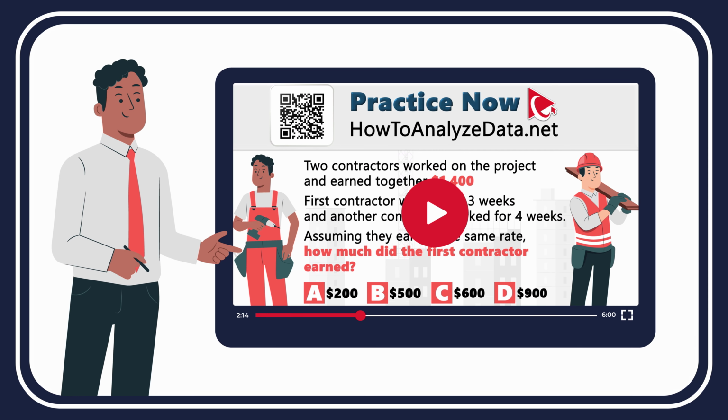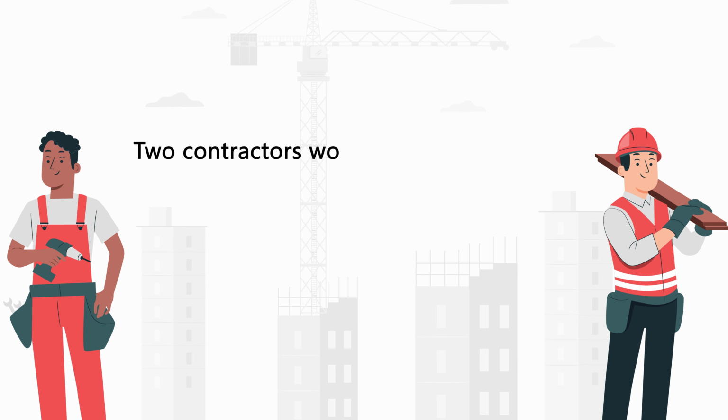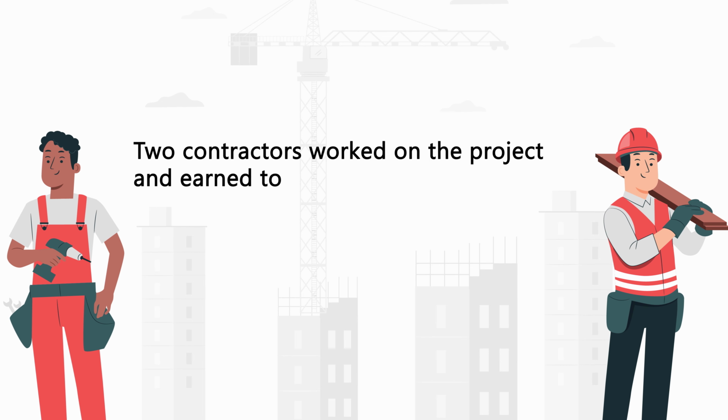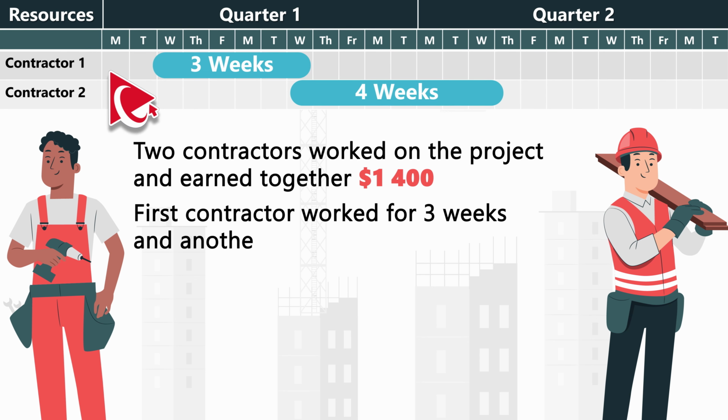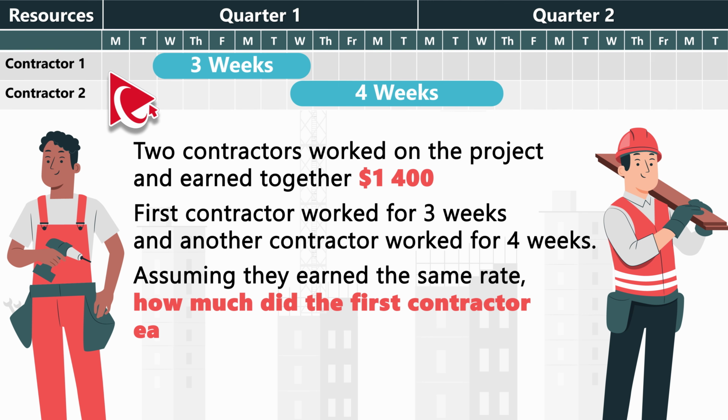This is why I decided to give this type of problem to you to solve on your own. But I simplified it a little bit. There are only 2 contractors here. So, 2 contractors worked on the project and earned together $1,400. The first contractor worked for 3 weeks, and another contractor worked for 4 weeks. Assuming they've earned the same rate, how much did the first contractor earn?